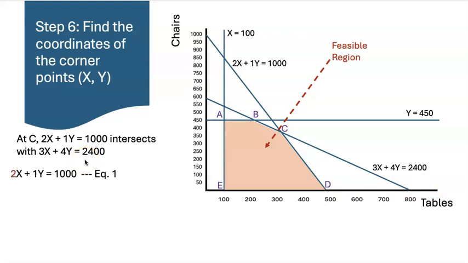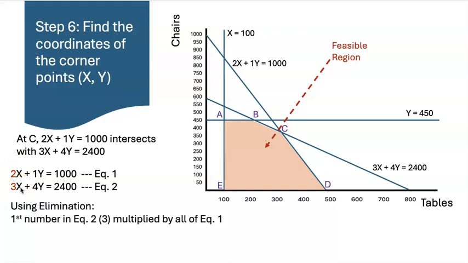So I use elimination. For my elimination method, I just want to identify the first number in the first equation and highlight the first number in the second equation. So both coefficients of x, because we're going to eliminate x. The method is simply to take that first number in equation 2, which is a 3, and use it to multiply all of equation 1.